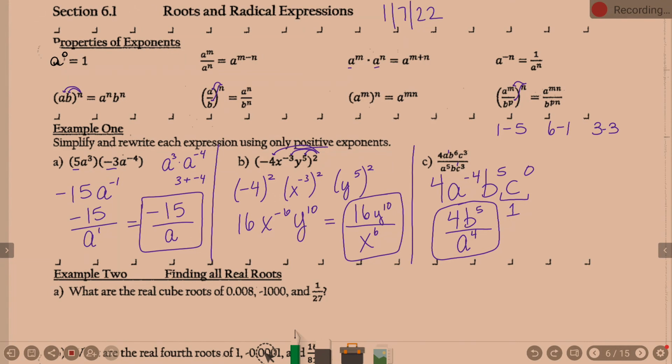Okay, so lesson 6.1, this is part of what we did on Friday in class. If you weren't here, you'll want to get these notes at some point. We went back and reviewed our properties of exponents, and we used our exponents a little bit. That is important as we go through stuff here, trying to know how to do our exponents.